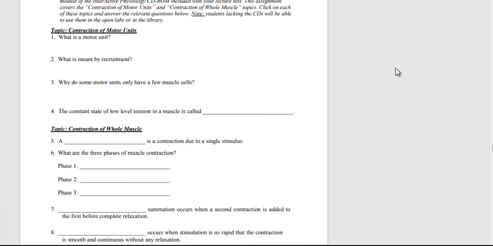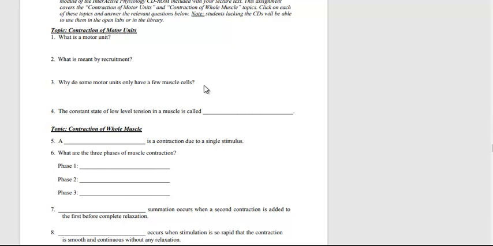Some more of the questions you were supposed to do before you came to lab last week. You were supposed to know the answer to these. And why do some motor units only have a few muscle cells? If you want to do something that is very precise, you don't want to have a whole lot of muscles going at the same time. You only want to recruit a few of them so that you have very precise motions.